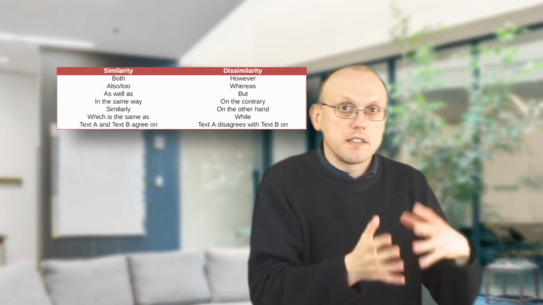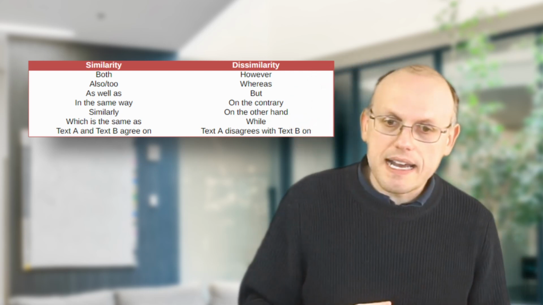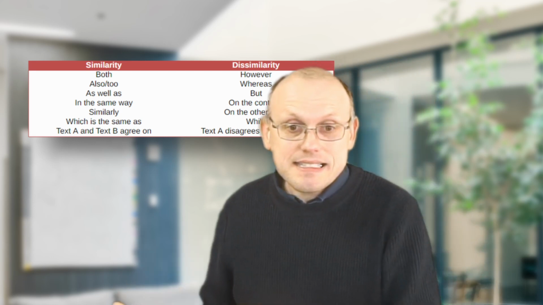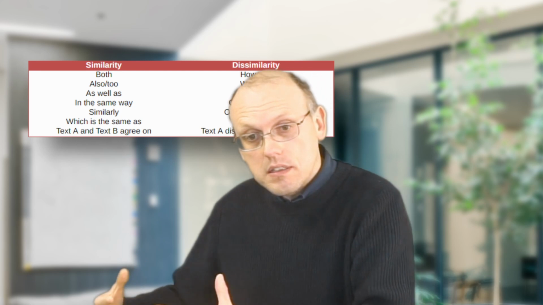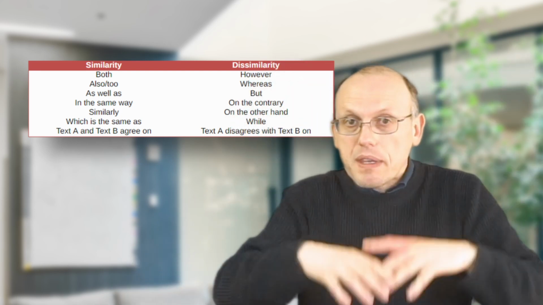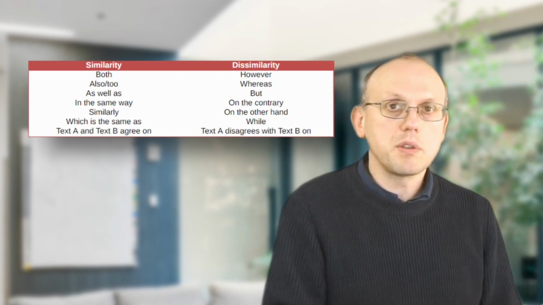Now you can use words like both, as I have just done, or also, too, as well as, in the same way, similarly, which is the same as, text A and text B agree on, and so on and so on. All these terms can be used to note a similarity between two texts.